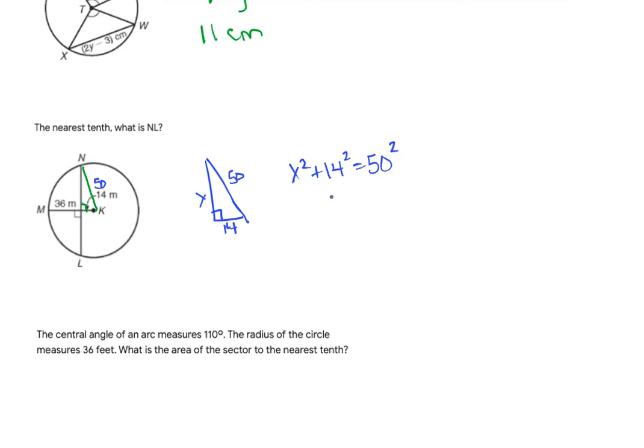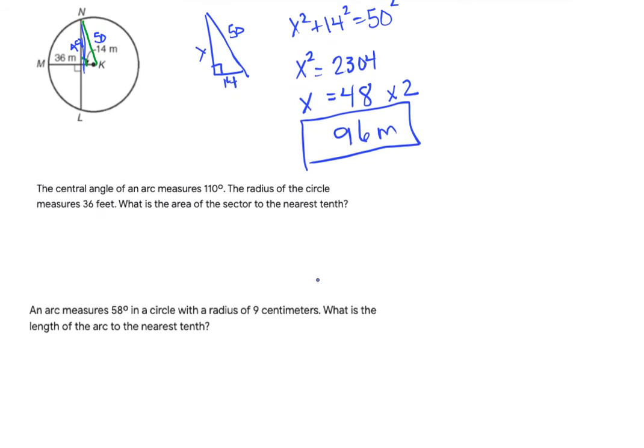When I do that, I get that x squared is 2304. So when I take the square root of that, I get 48. So this is 48 meters long. And we need to find the whole NL. So we need to double that. So we'll just multiply that by 2, and we get 96 meters for our answer.